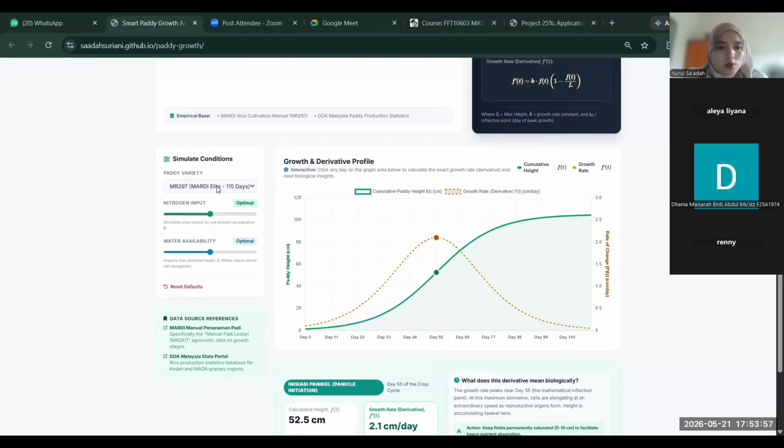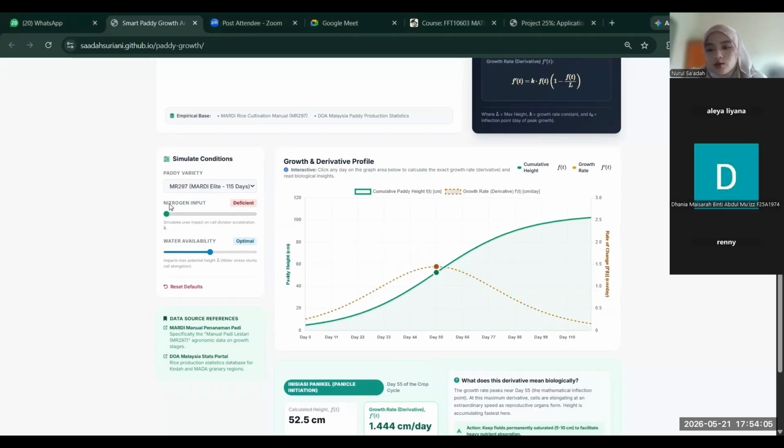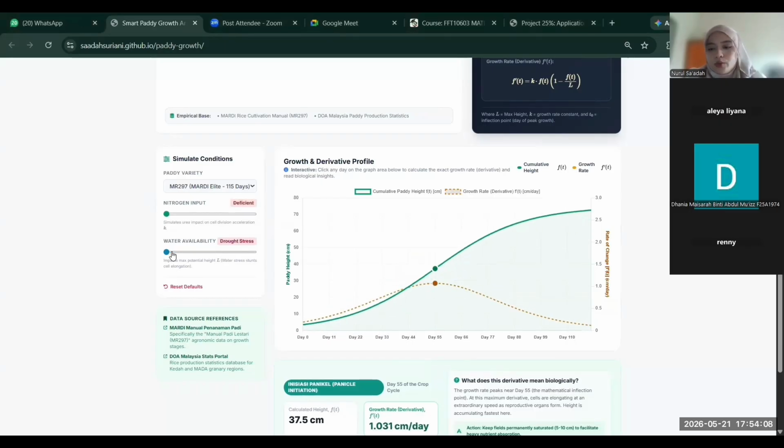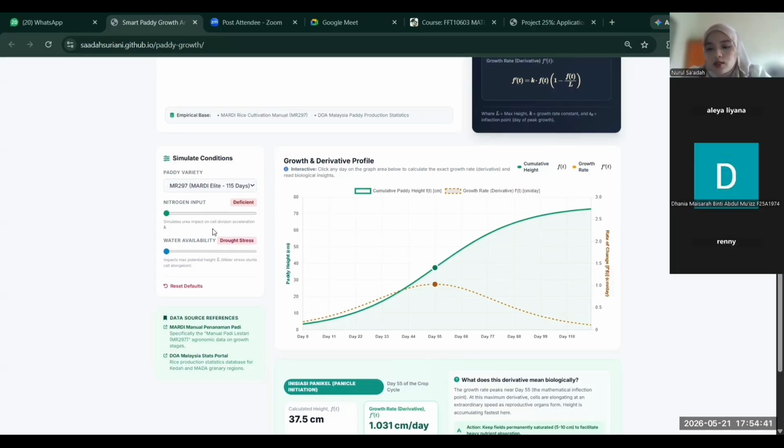And for this graph, for the MR297 MARDI variety under deficient nitrogen and drought stress conditions: the nitrogen input is deficient, which lowers the growth rate constant. Nitrogen is the essential building block for chlorophyll and amino acids. Deficiency stunts cell division, causing chlorosis, yellowing of leaves, and delaying the vegetative development timeline. Second, under water availability, drought stress drastically reduces the maximum potential height.